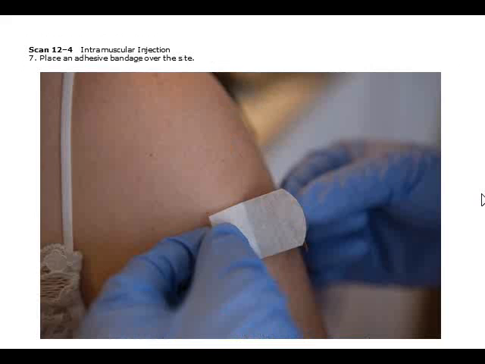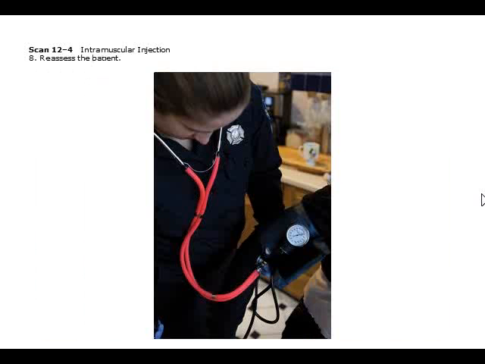Withdraw your needle and place it in the appropriate container, a sharps container. You can take a little piece of gauze and put it over the injection site to stop any bleeding, or in most cases simply apply a Band-Aid. And then of course you must reassess your patient. Make sure we get the effects that we want, and we're not going to have any super negative side effects.